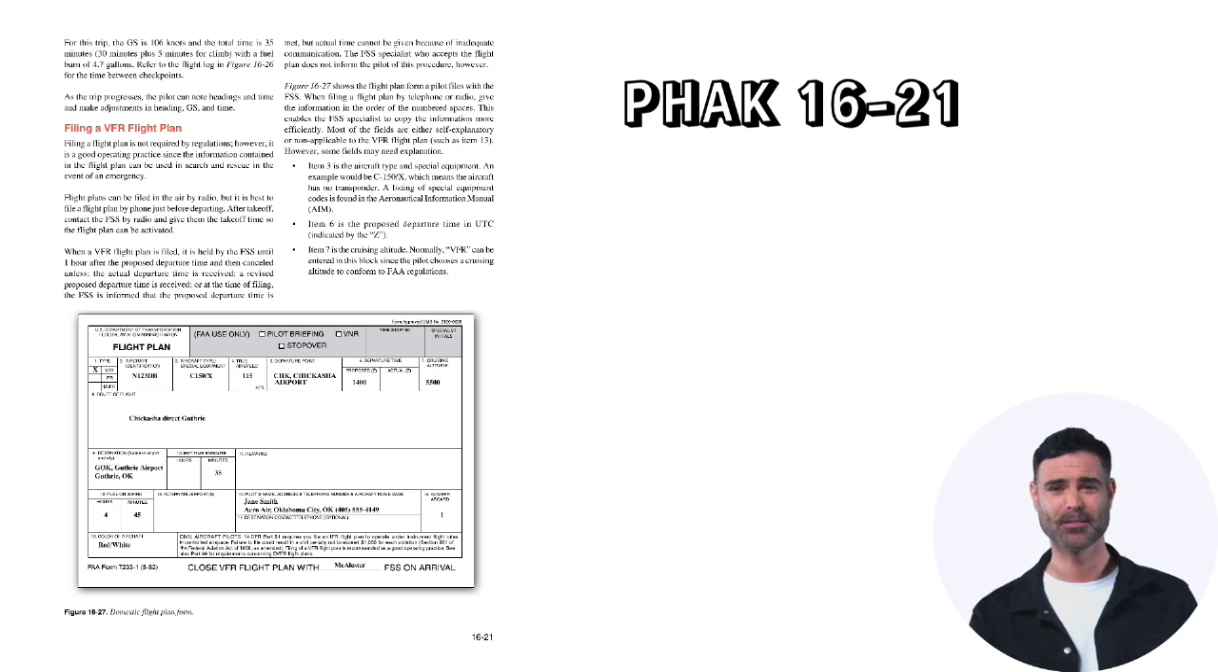plan can be activated. When a VFR flight plan is filed, it is held by the FSS until 1 hour after the proposed departure time and then canceled unless the actual departure time is received, a revised proposed departure time is received, or at the time of filing, the FSS is informed that the proposed departure time is met, but actual time cannot be given because of inadequate communication. The FSS specialist who accepts the flight plan does not inform the pilot of this procedure, however.